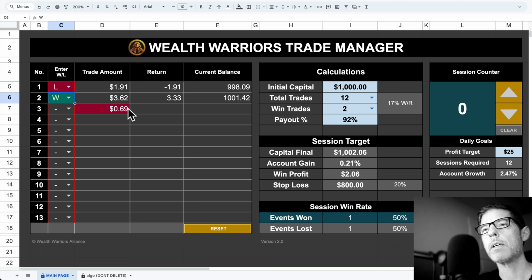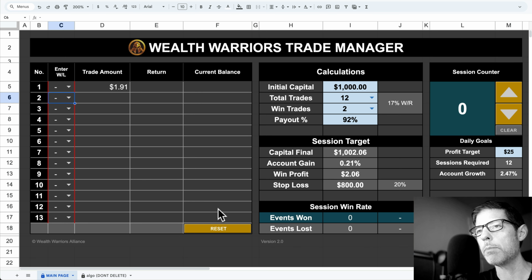Now the next trade amount is under $1, so I will probably just reset the trade manager because we can't trade with less than $1 inside Pocket Option. And I always mention that on all my videos because some of you might be fairly new to Pocket Option and you may not know that. I didn't know that for about a whole month. I didn't even try to trade with less than $1.